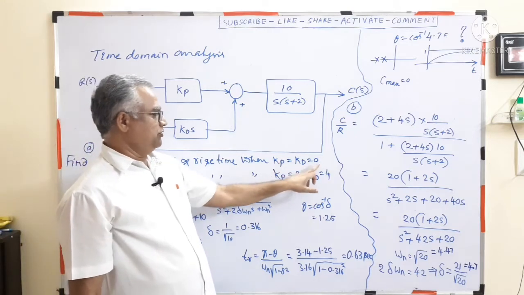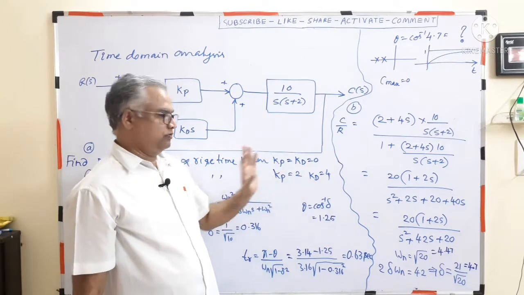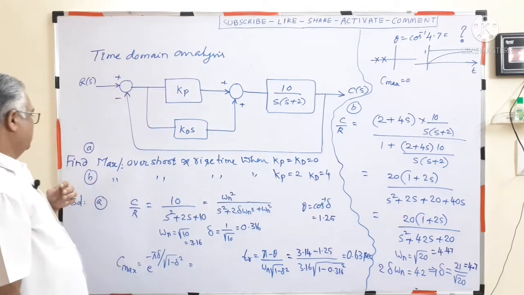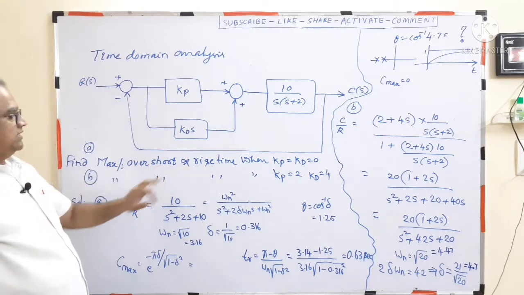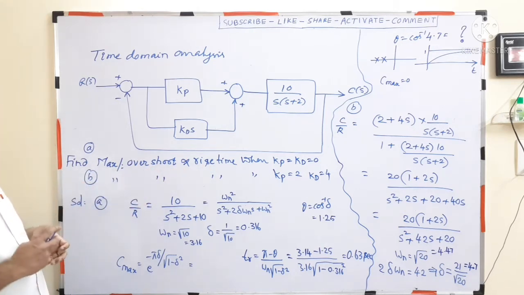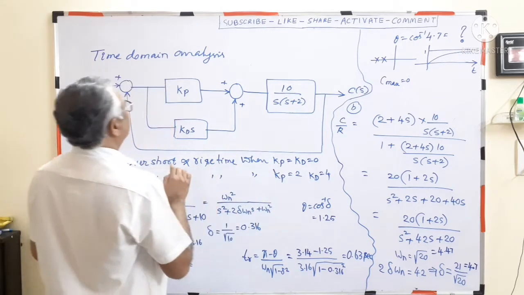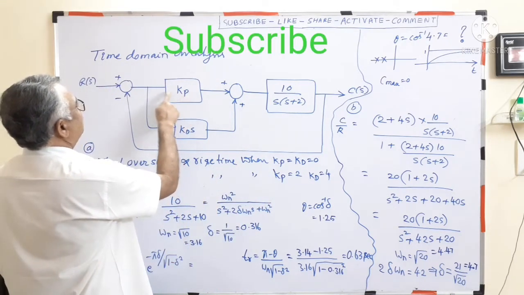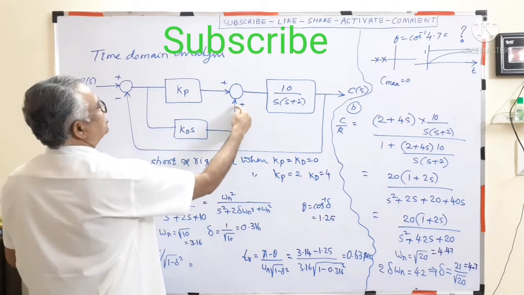So here both are 0. Here Kp equal to 2, Kd equal to 4. Under such conditions, find the maximum overshoot and rise time. So first bit, when Kp, Kd are 0, don't think this 0 means short.